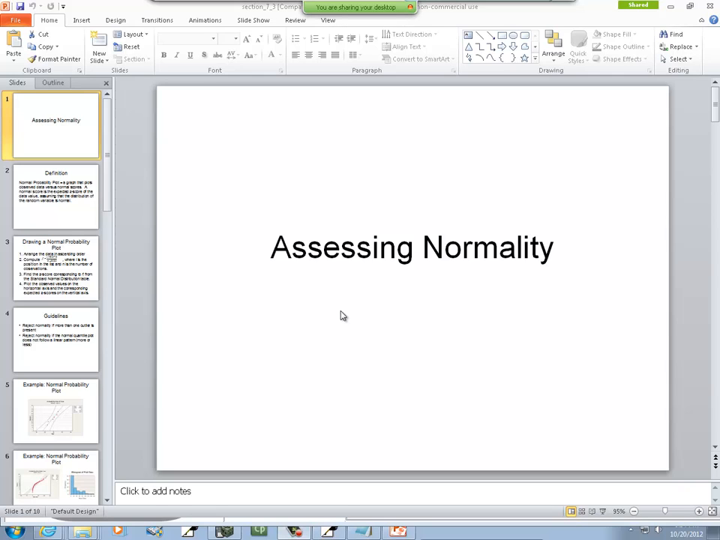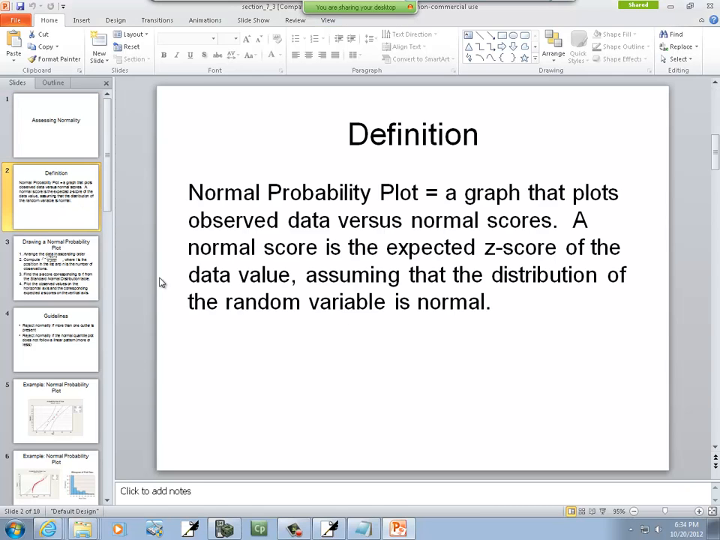This is assessing normality. And we got a normal probability plot. This is a graph that plots the observed data value versus normal scores. Normal score is the expected z-score of the data value, assuming that the distribution of the random variable is normal.